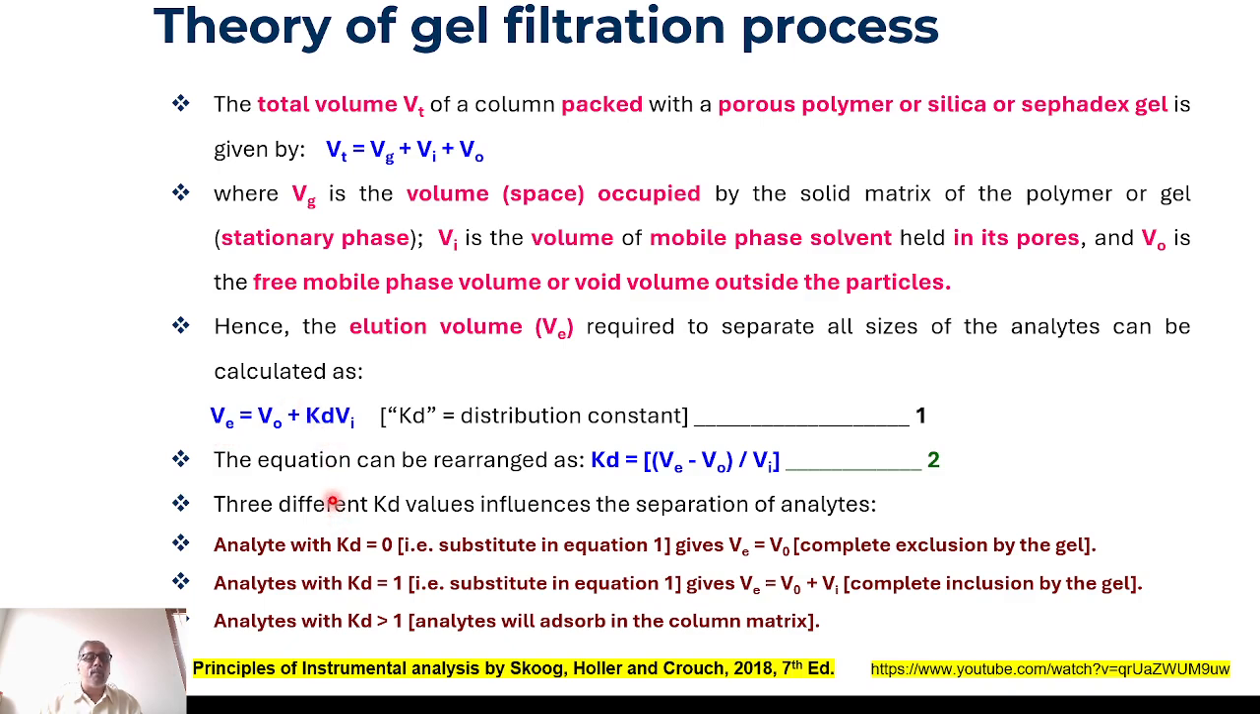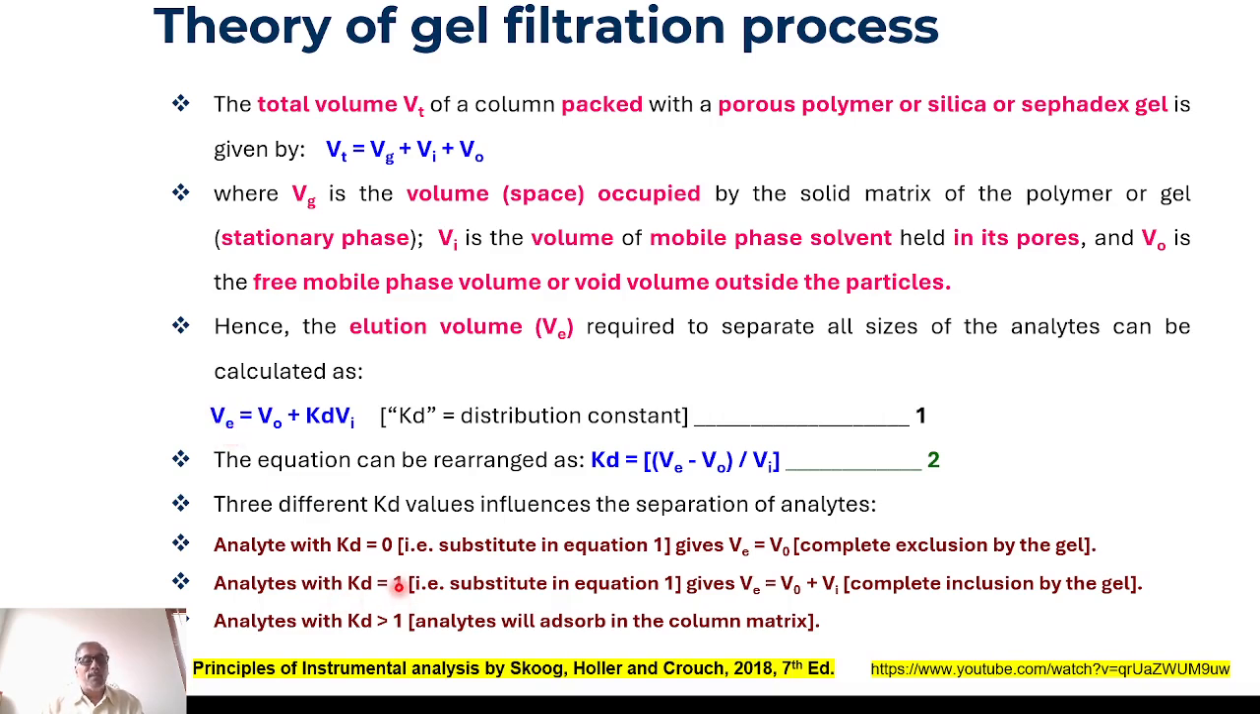So when KD value is equal to 0, the elution volume is equal to the void volume. So the calculated elution volume is insufficient. You have to increase it. So that is the piece of information.